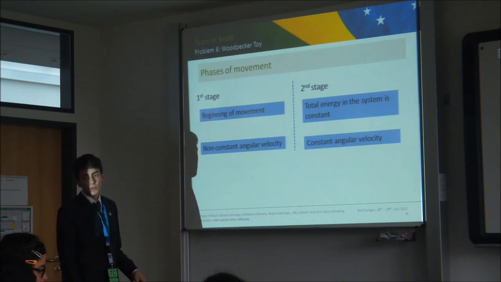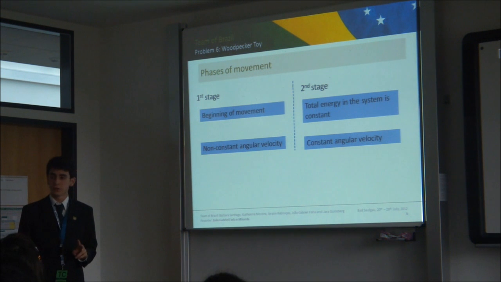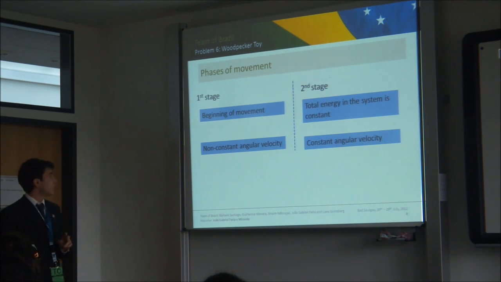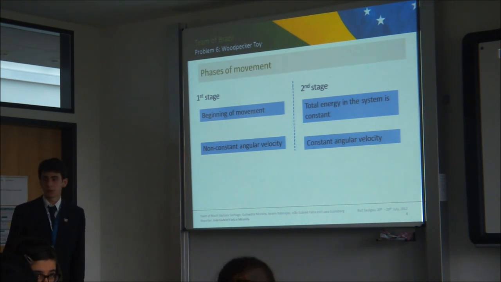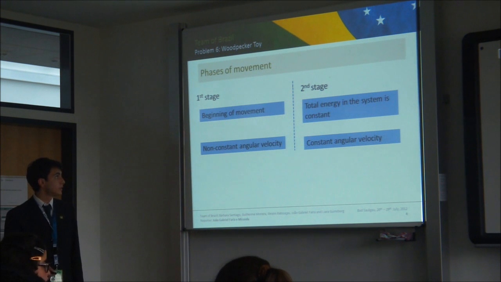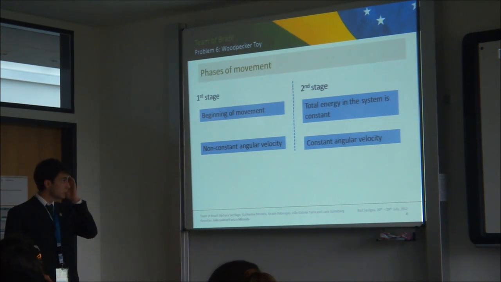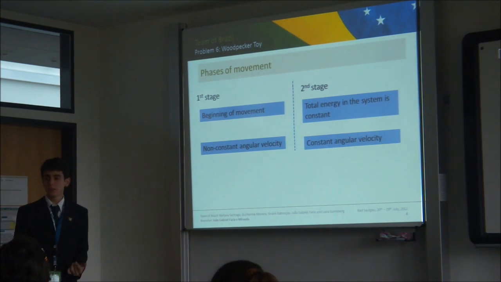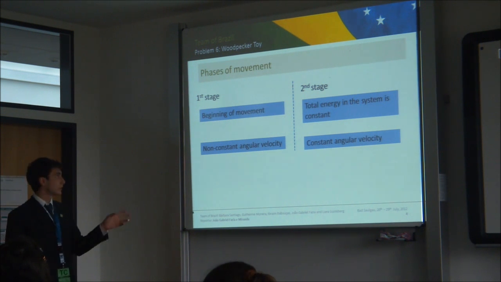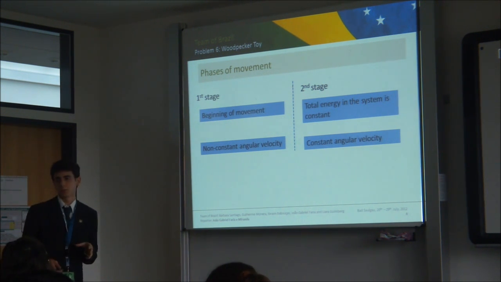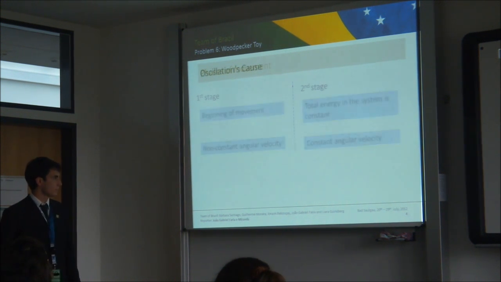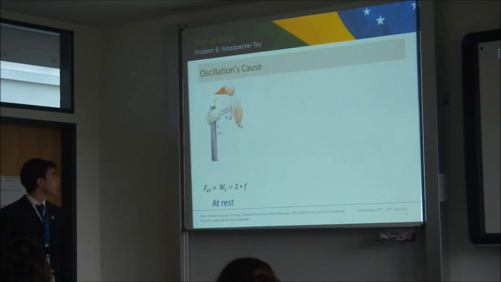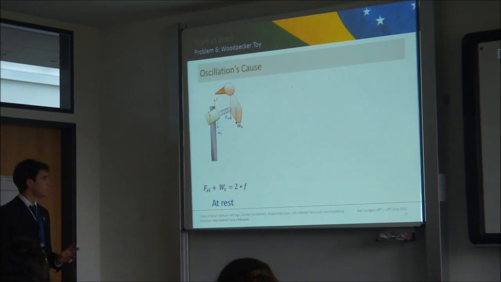First of all, we can see that we have two different stages of movement. The first stage is a fast stage, the beginning of the movement, and we have a non-constant angular velocity. And in the second stage, the total energy in the system is constant, and the angular velocity is constant too. The second stage is the main stage that we will analyze, because it's the bigger and where most of the effects happen. In the oscillation, we have two different periods.